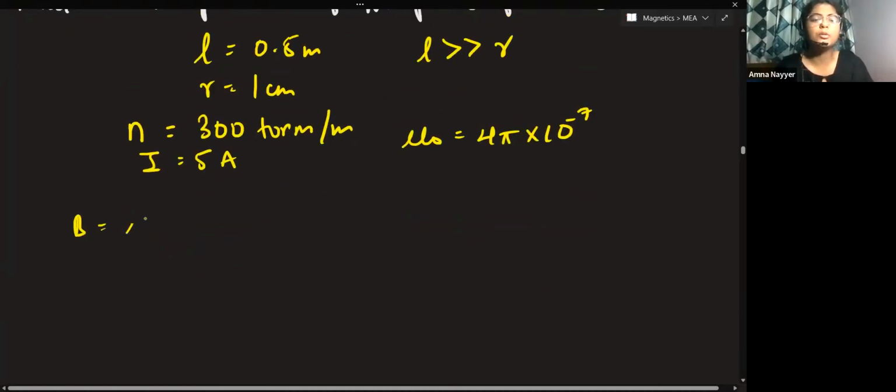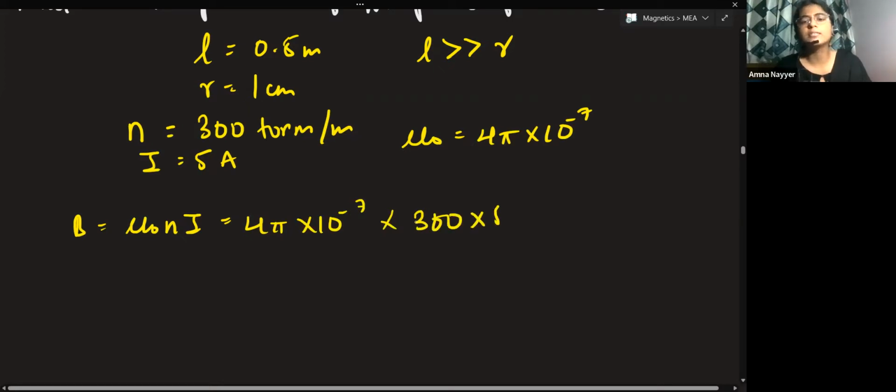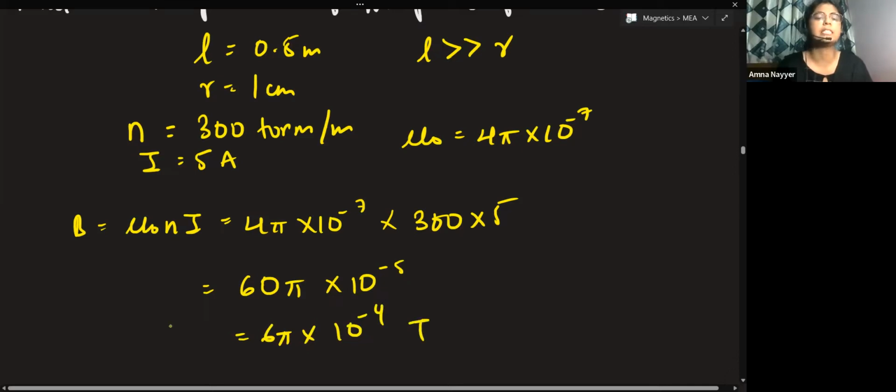B is equal to mu naught N i. Mu naught is 4 pi into 10 to the power minus 7. N is 300, current is 5. So 12 into 5 is 60, so 60 pi. And 10 to the power minus 7, minus 5, it becomes 6 pi into 10 to the power minus 4 Tesla. Yes, this much will be the magnetic field.